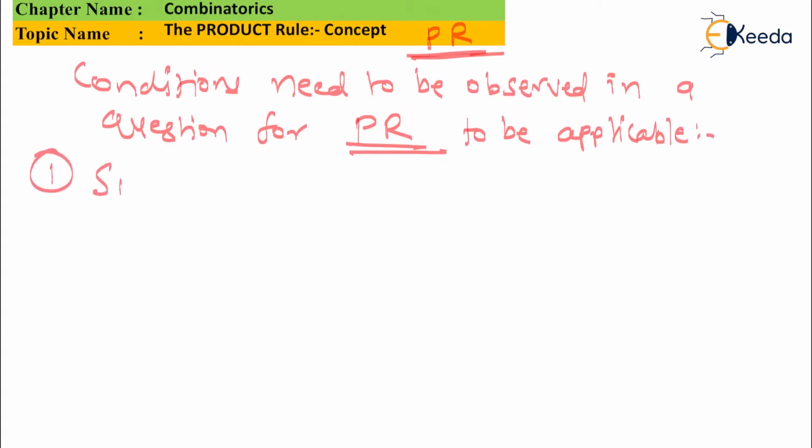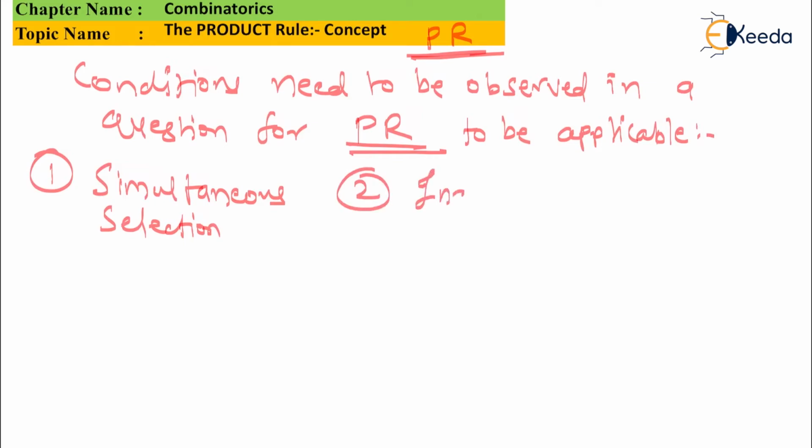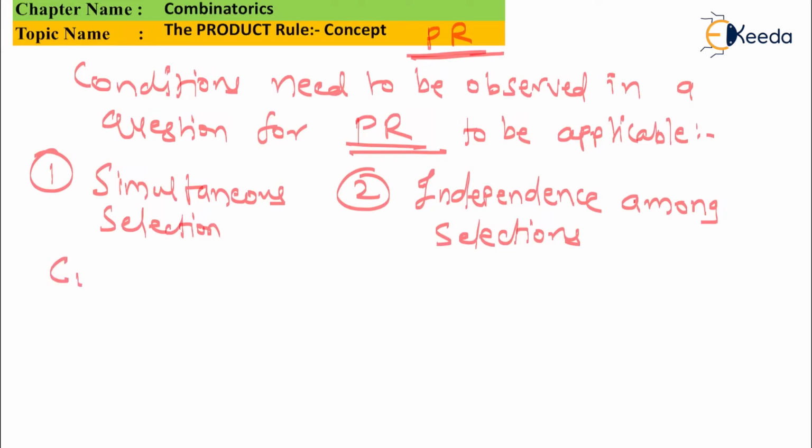So the first is simultaneity. That means simultaneous selections. The second is independence among selections. We'll look at them. Now what do you mean by simultaneous selections? When you had choice set C1 which contains some choices, and choice set C2 which contains some number of choices, simultaneous means you have to select one from each at the same time.